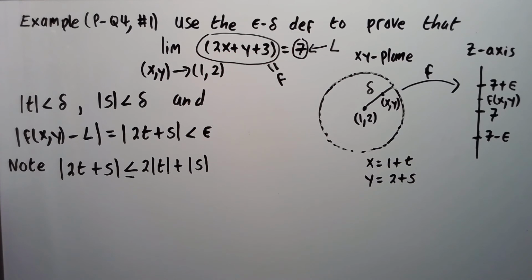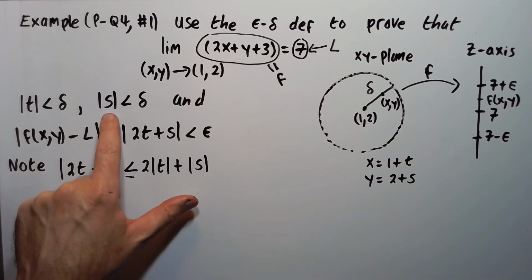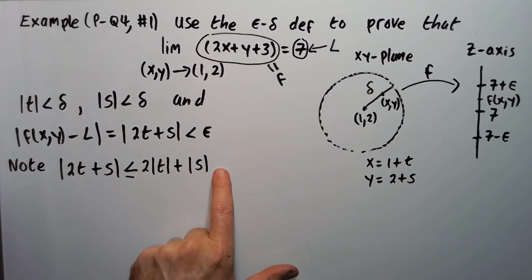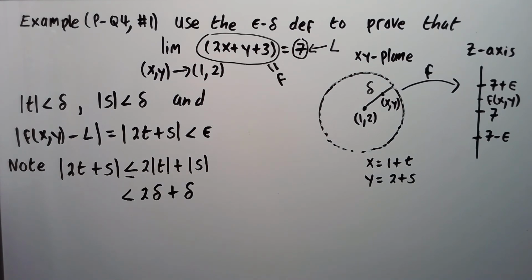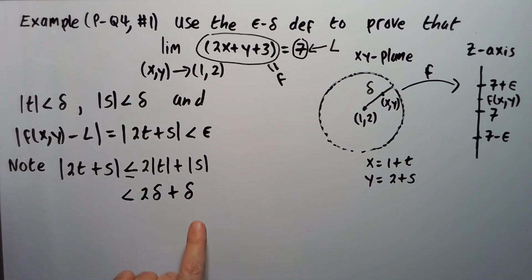Okay, and now we know from up here that the absolute value of t is less than delta, and the absolute value of s is less than delta. So I can say here, it's strictly less than, and so in place of the absolute value of t, write delta. In place of the absolute value of s, you can write delta also. So that'd be 3 delta then. So 3 delta.